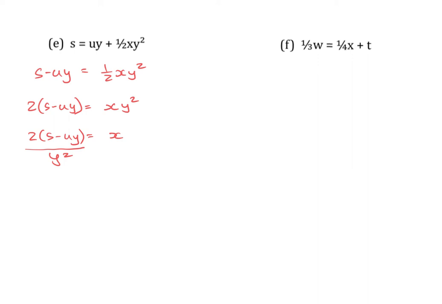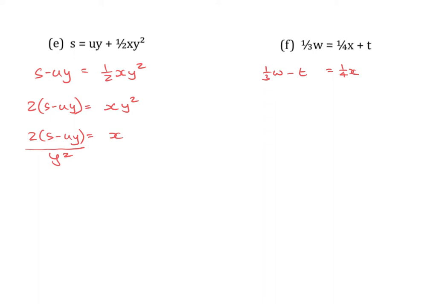Okay, next one, f. X is here. We've got to be careful, we've got 2 fractions going on, so that could kind of mess things up. But the first thing we want to do here is say, well, we have our term involving x, and we have a t added on, so let's get rid of that. That way we isolate the term with the x. So I'm going to subtract t from both sides. So I get 1/3 w minus t equals 1/4 x.